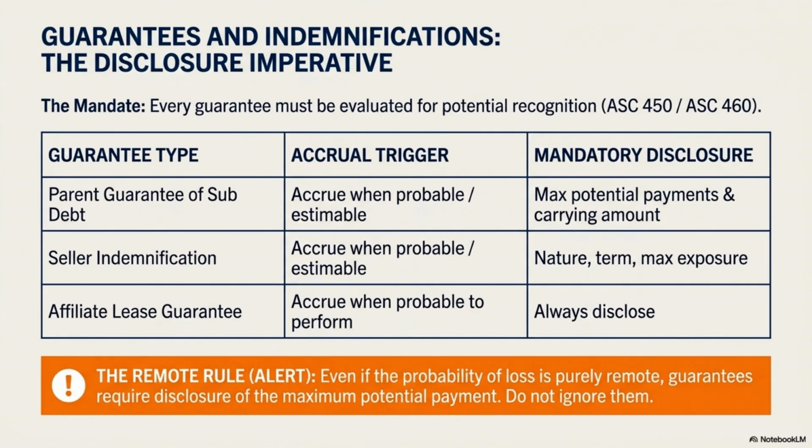This is the exception to the general rule that remote contingencies need no action. Guarantees are different. If your company has written any parent guarantees on subsidiary borrowings, indemnification clauses in sale agreements, performance bonds, those all need to be on your disclosure radar regardless of how unlikely a payout seems.